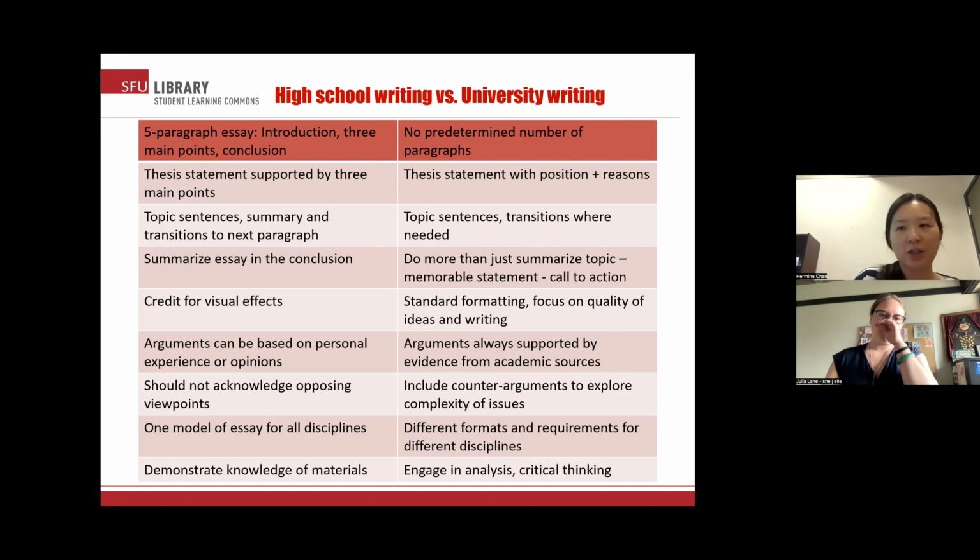In your high school essay, you may want to write something based on your personal experience or your own opinions, or something that happened to your Uncle Jack or whatever. But in university, we have to always use academic sources. By that, we mean we want to use scholarly sources that come from studies and research, from people who are very well versed in a specific field, rather than relying on your personal experience.